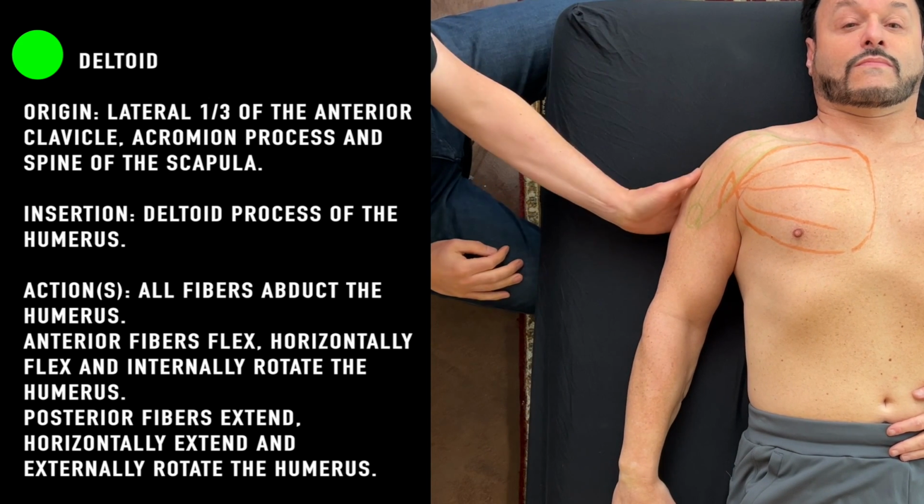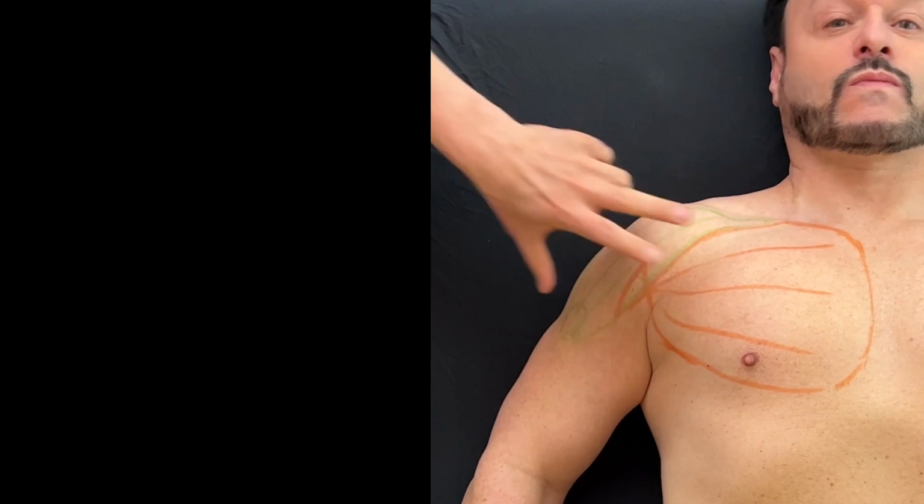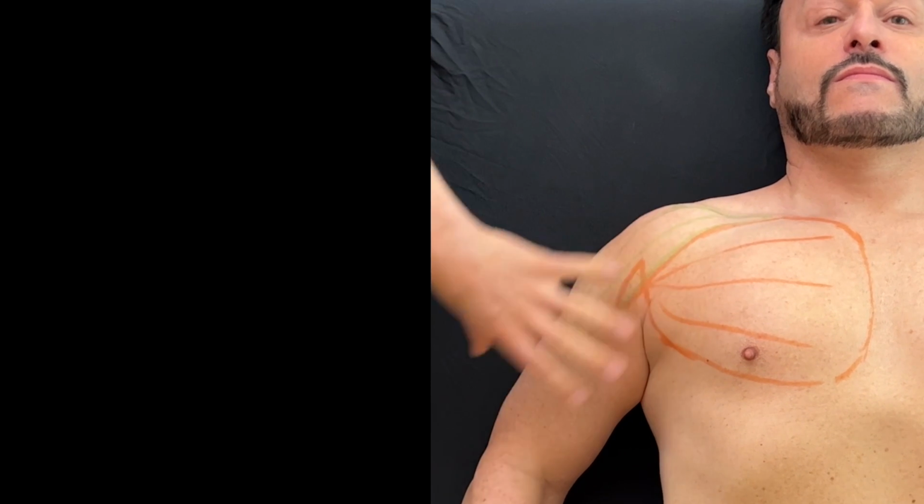And we'll look at the back half when we get to the back. So now we're going to take one step deeper from the pec major and the anterior deltoid and finish out the rest of the arm.